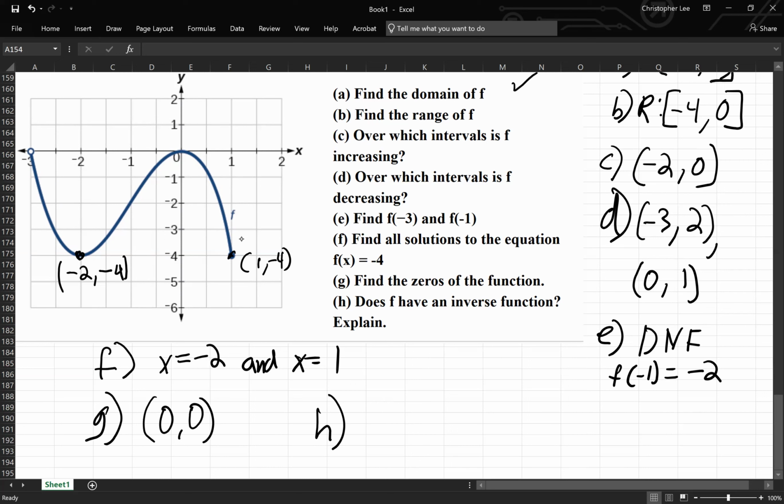Actually, wait, no. Take that back. To be an inverse, if I'm not mistaken, you have to be able to reflect over y equals x, implying that you are one to one. And this is not a one-to-one function, because it would fail the horizontal line test. So I'm gonna go out on a limb and say no. For H, it doesn't have an inverse because it's not one to one.